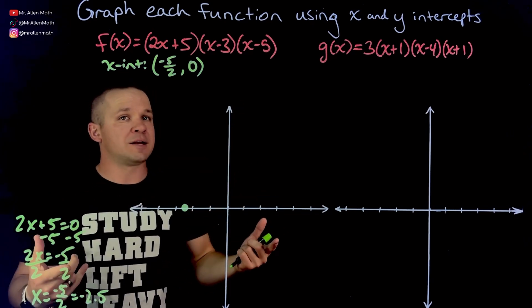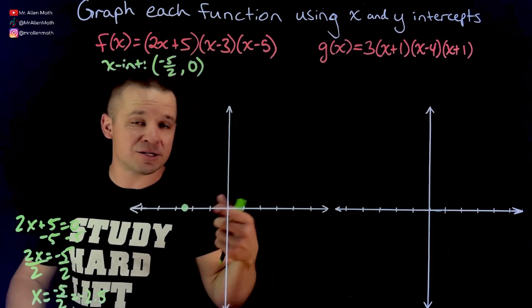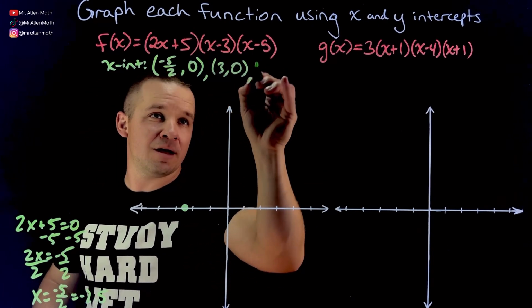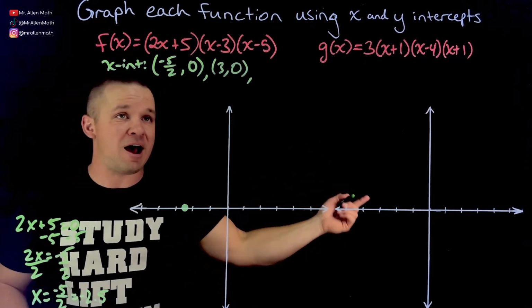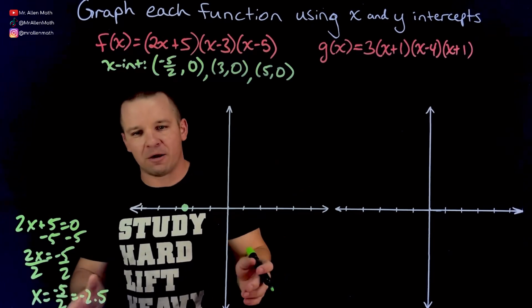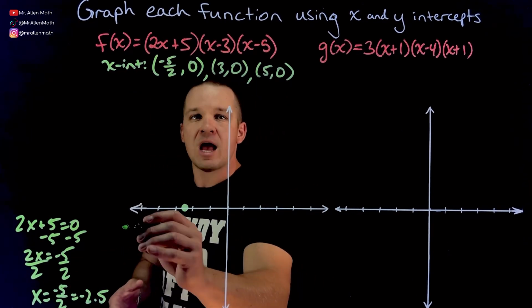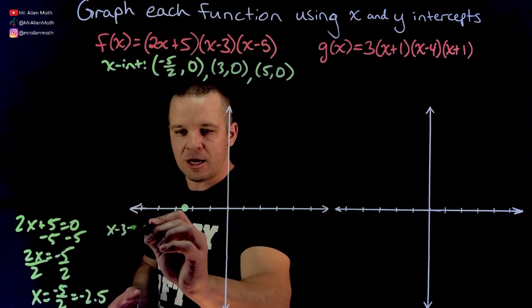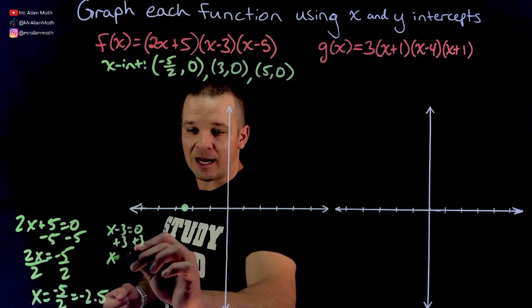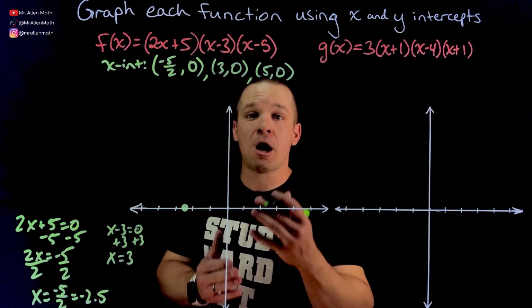All right, other x-intercepts. I've got x minus 3 equal to 0. Well, that's going to give me positive 3 comma 0. And then x minus 5 equal to 0, I'd add 5 to both sides. So I'm going to get 5 comma 0. And if you didn't quite follow that, I'll do a little more side math over here. I could say x minus 3 equals 0. I'm going to add 3 to both sides. And now I get x equals positive 3. That's how I'm getting that, okay?